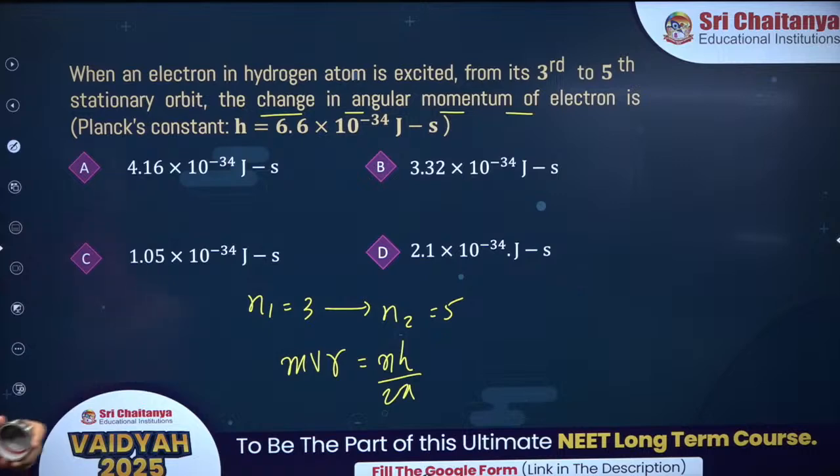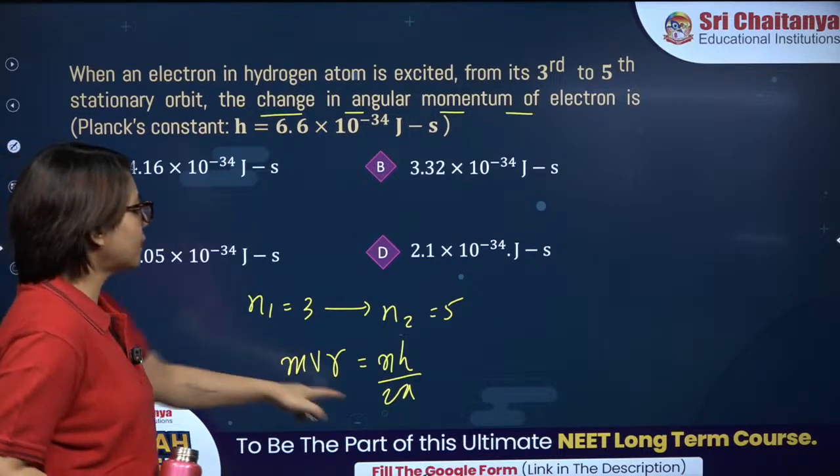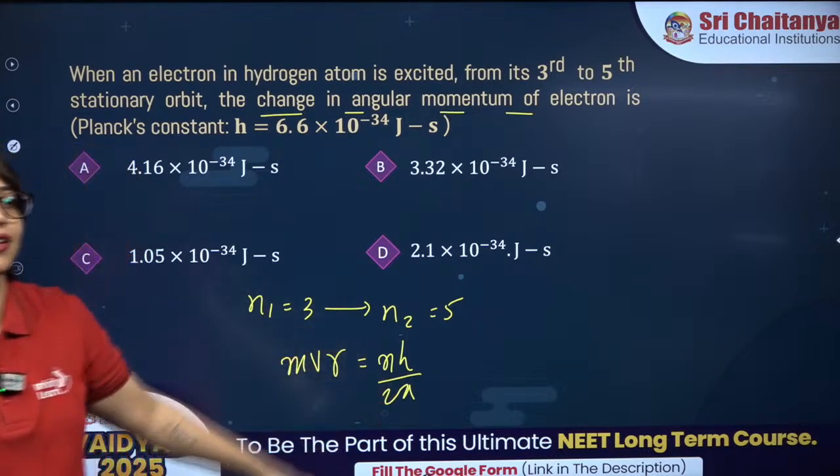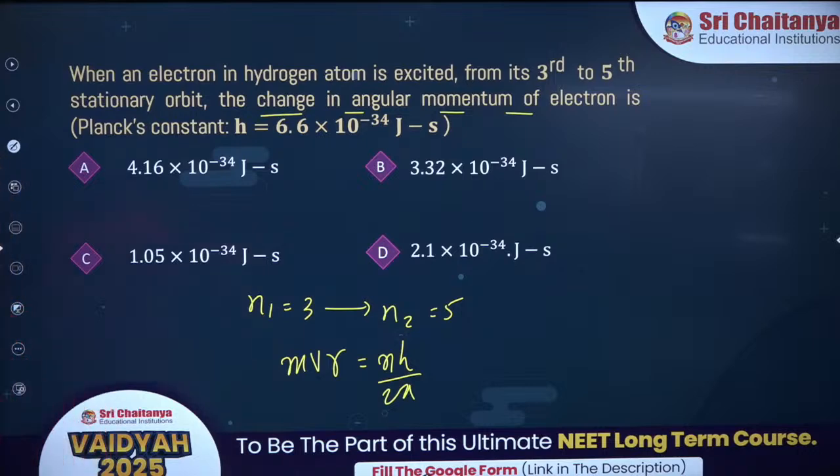No, it is a small calculation. The calculation is easy. Put pi is equal to 22 by 7. Okay, put pi is equal to 22 by 7. That's it.